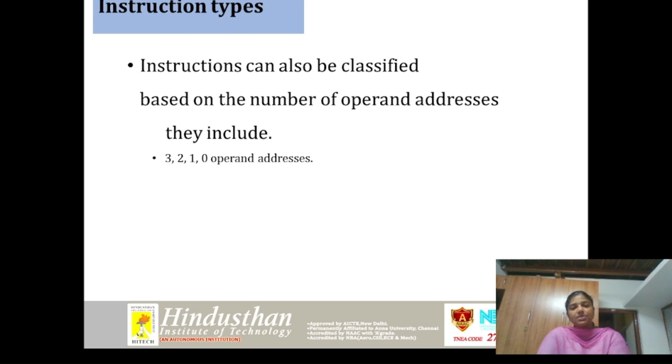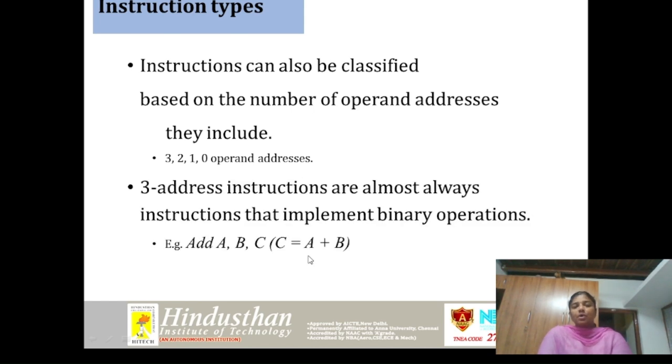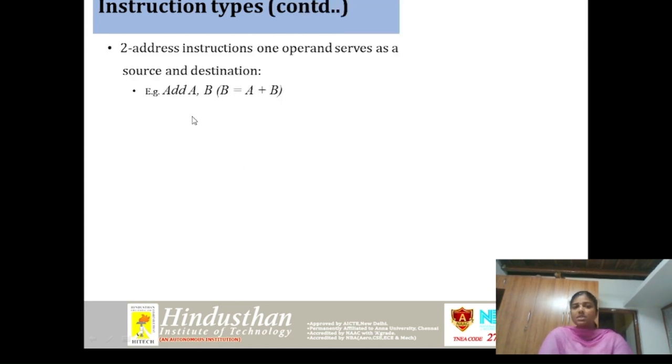Okay, so basically instruction types are classified like this, as 3, 2, 1, 0 operand addresses. The first one is a 3 address instruction. See, in this, add A, B, C. There are 3 addresses, A, B and C. So this is known as a 3 address instruction, and the values of A and B will be added and stored in C. And 2 address means there will be 2 operands A and B, and as we saw before, B will act as a source operand and also as a destination operand.